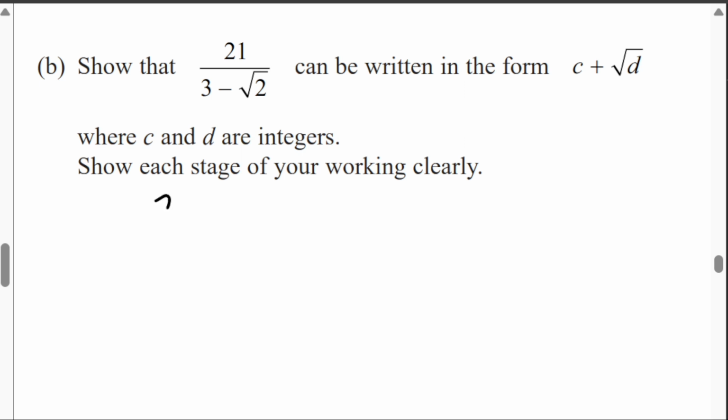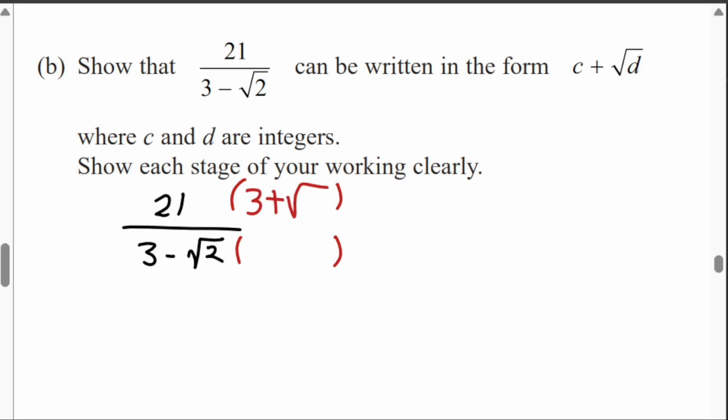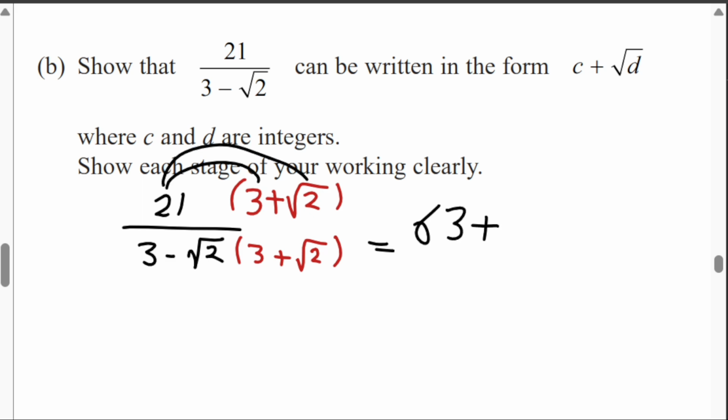Now let's do this. First, let's write it: 21 divided by 3 minus root 2. Whenever you have a surd down there, you multiply by the conjugate. You rationalize the denominator. So we multiply by 3 plus root 2, top and bottom. The conjugate is when you change this sign. If it's negative, you make it plus. If it's plus, you make it negative. Now let's multiply. 21 times 3 is 63, isn't it? Plus 21 times root 2 is 21 root 2.